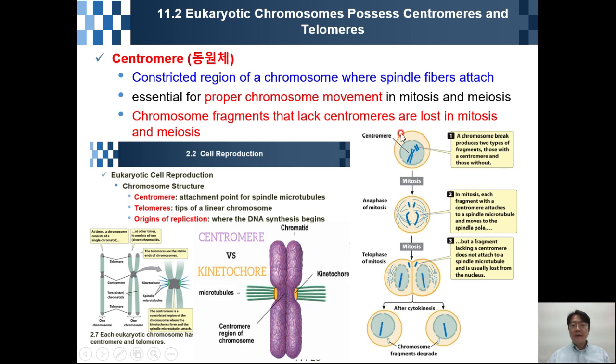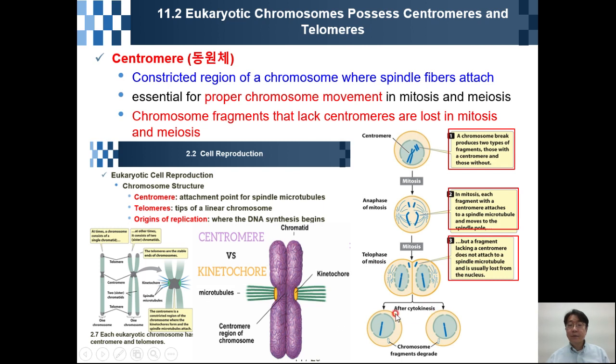So this is the cell and this is the nucleus. There is one chromosome located here, but the chromosome breaks and produces two types of fragment: those with the centromere and those without the centromere. In mitosis, especially during anaphase, each fragment with a centromere attaches to the spindle microtubule and moves to the spindle pole. However, a fragment lacking a centromere does not attach to the spindle microtubule and is usually lost from the nucleus. It cannot go to the nucleus.